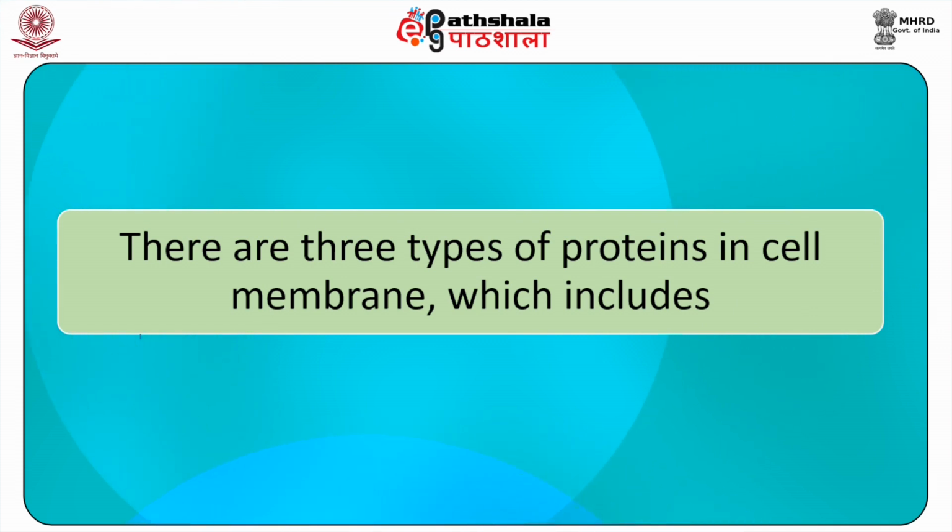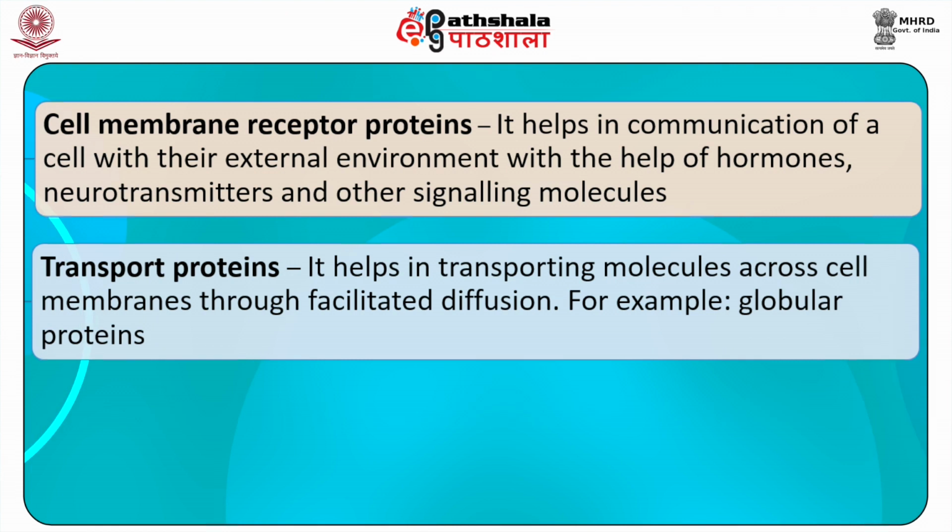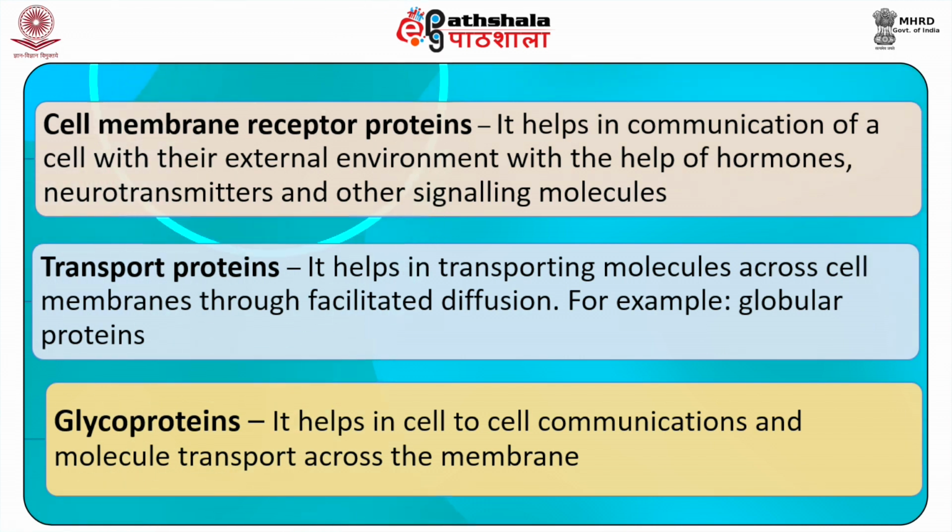Proteins in the cell membrane. In the cell membrane, a protein helps in providing support and shape to the cell. There are three types of proteins in the cell membrane, which include the cell membrane receptor protein. It helps in communication of a cell with its external environment with the help of hormones, neurotransmitters and other signaling molecules. Transport protein. It helps in transporting molecules across cell membranes through facilitated diffusion, for example, globular proteins. The third protein, glycoprotein, helps in cell-to-cell communication and molecule transport across the membrane.